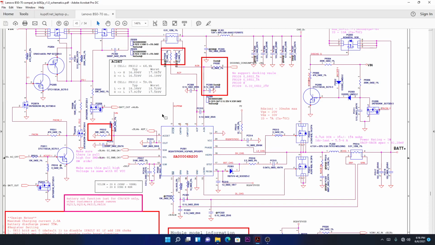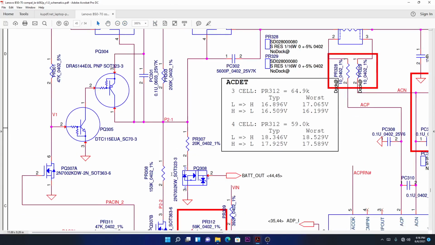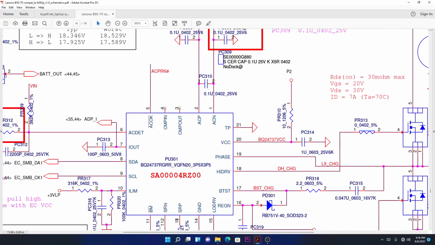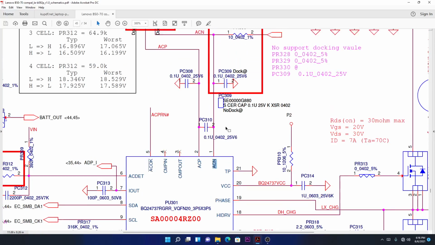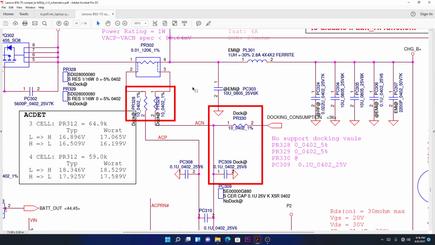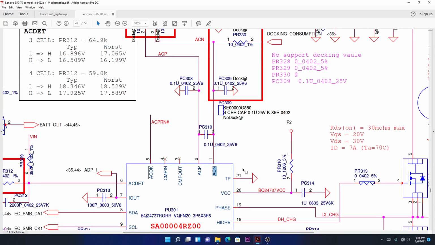So when you zoom in, you have AC in. AC in is pin number 1. As you can see, it can detect whether the AC is in or not through the current sensor.